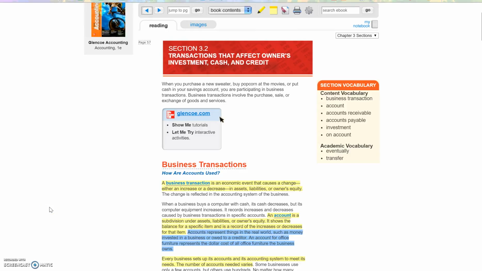This video is a review of section 3.2, and in this section we're going to look at business transactions and how they affect the accounting equation of assets equal liabilities plus owner's equity, and we're going to look at investments, cash transactions, and credit transactions.